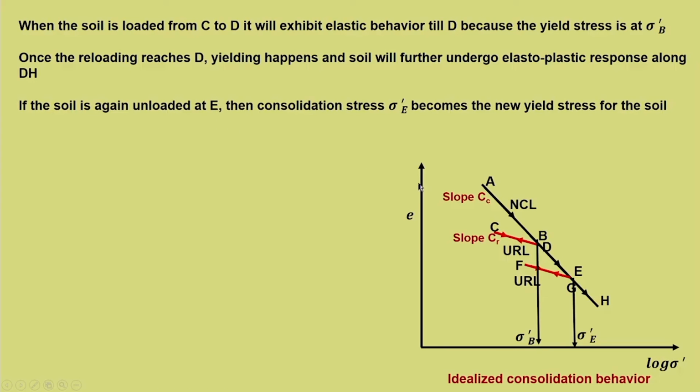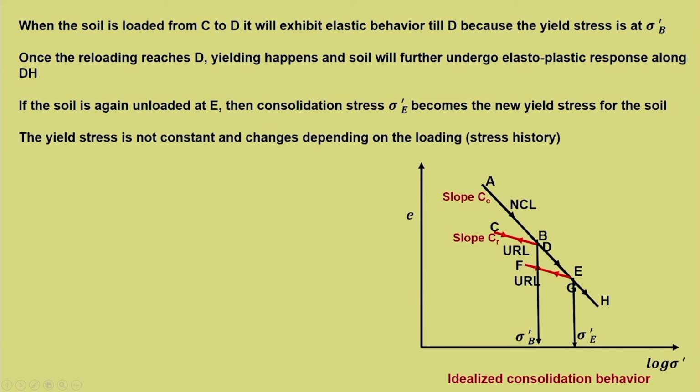If the soil is unloaded at E, now there is a new yield stress, the pre-consolidation stress. The consolidation stress sigma dash E becomes the new yield stress for the soil. So, then the question arises, what happened to the previous yield stress sigma dash B? That is what we said, soil keeps things in memory, but it gets erased also when the new loading comes. So, that is what has happened. From D to E, again some plastic rearrangement happened. So, from E if you unload, the new yield stress for that particular soil is sigma dash E.